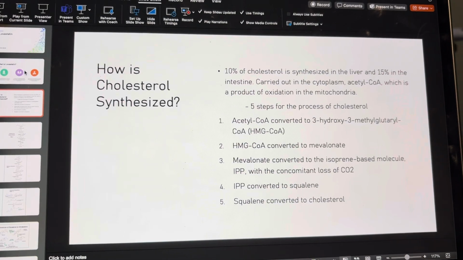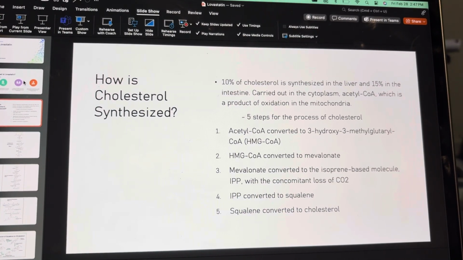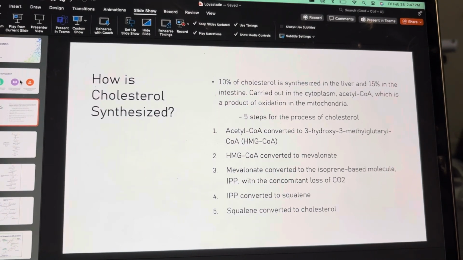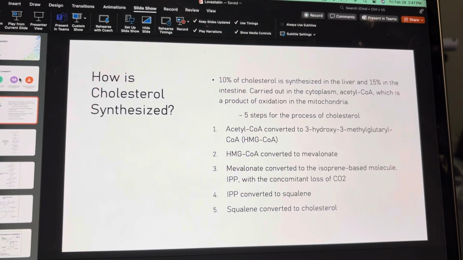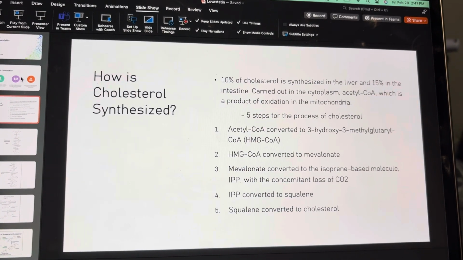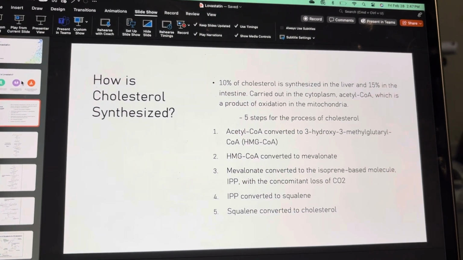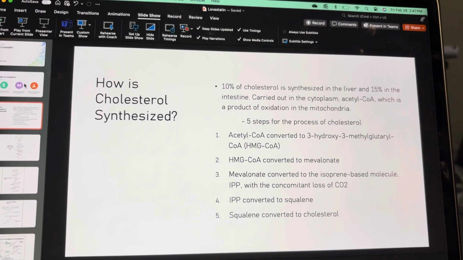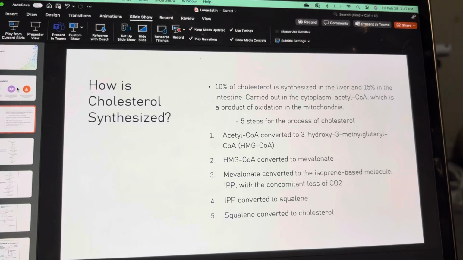So acetyl-CoA is converted to 3-hydroxy-3-methylglutaryl CoA. So in other words, it's the HMG-CoA. And then that is converted to mevalonate, and that is converted to the isoprene-based molecule, which is IPP, with the loss of carbon dioxide, and that is converted to squalene. And then finally, squalene is converted to cholesterol.